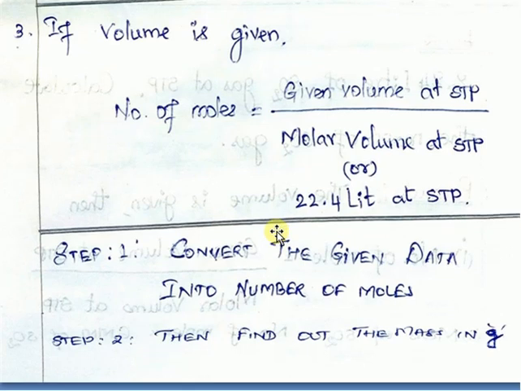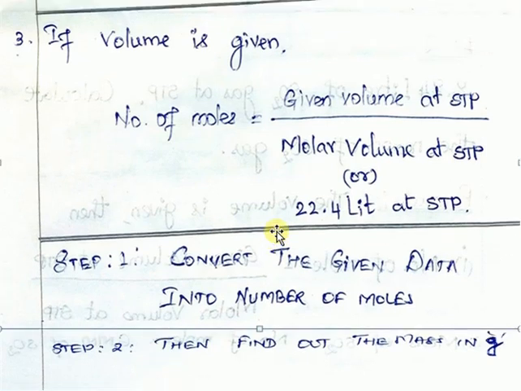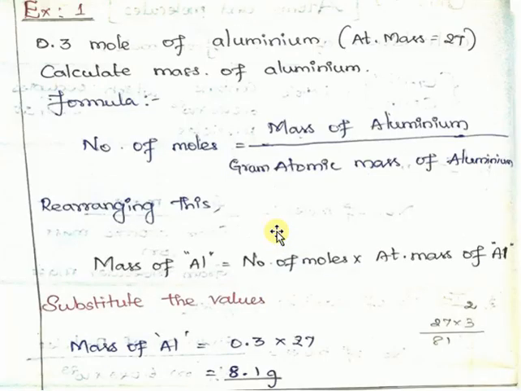Come to the first one, example number 1. 0.3 moles of aluminium. The atomic mass of aluminium is 27. They have given, calculate the mass of aluminium. Now check this out. The moles are given. We know that number of moles is equal to mass of aluminium divided by gram atomic mass of aluminium.